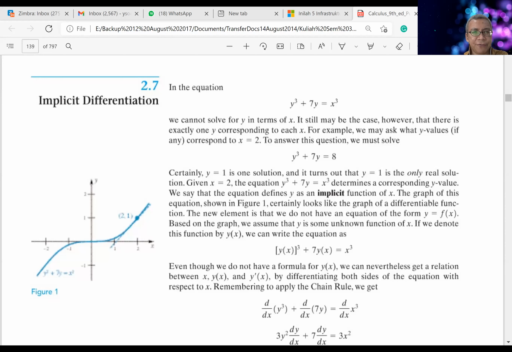Today we're covering a few sections here: implicit differentiation, related rates, and the last one is the mean value theorem. And then we'll start with the next chapter, the beginning. Okay, so this is implicit differentiation.